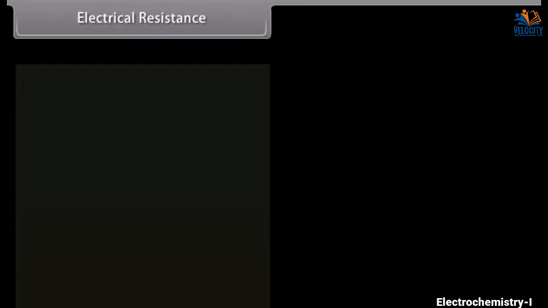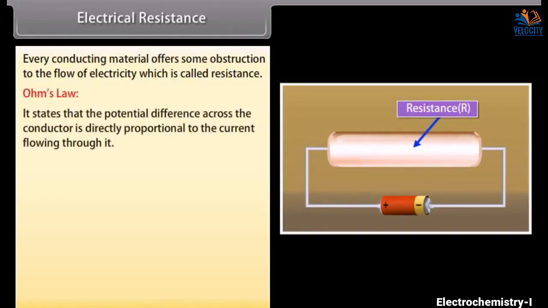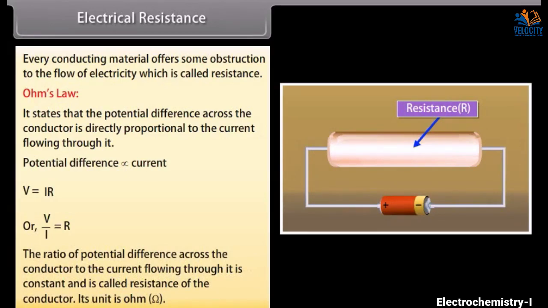Electrical resistance. Every conducting material offers some obstruction to the flow of electricity, which is called resistance. Ohm's law states that the potential difference across the conductor is directly proportional to the current flowing through it. V is equal to IR, or V upon I is equal to R. The ratio of potential difference across the conductor to the current flowing through it is constant and is called the resistance of the conductor. Its unit is ohm.